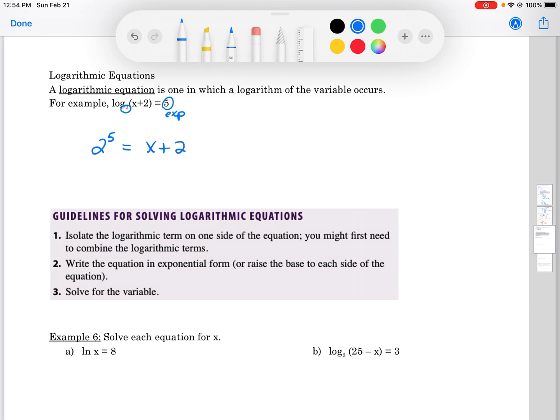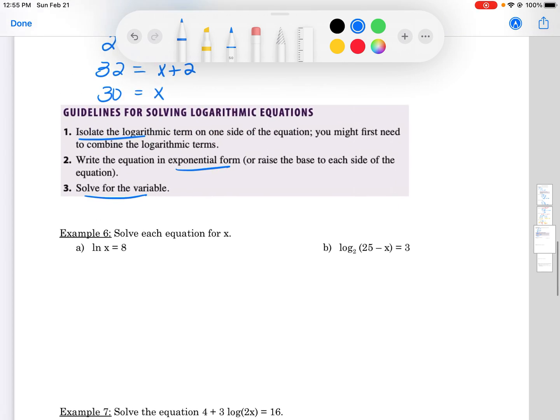And now it's a lot easier to solve for x. I'll subtract 2 from both sides. Well, actually, 2 to the 5th is what? 32. And then we can subtract, so we're going to get x is equal to 30. So first you're going to isolate the log, and then you're going to write it in exponential form, and then solve like any algebraic equation.